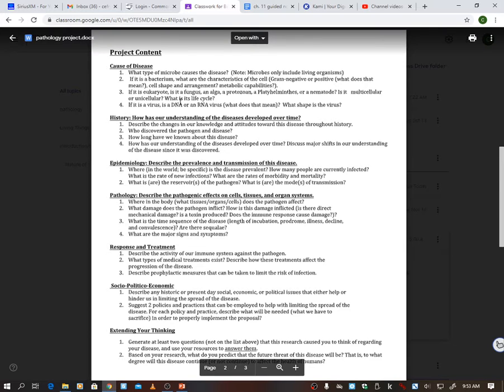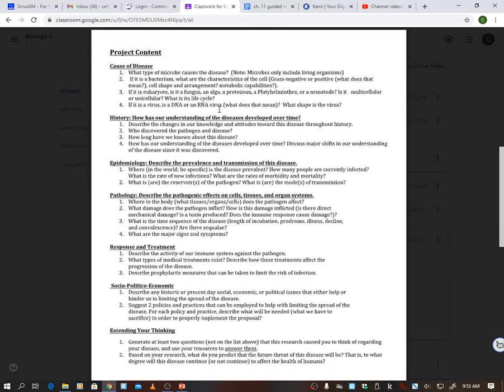Number 4, if it's a virus, is it a DNA or an RNA virus? And what does that mean? What does it mean to be a DNA or RNA virus? And what shape is the virus? Because viruses can be different shapes too.